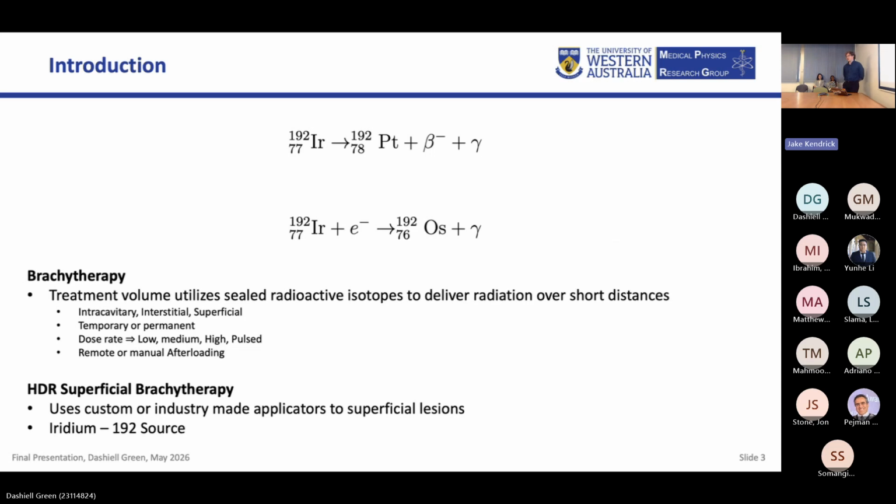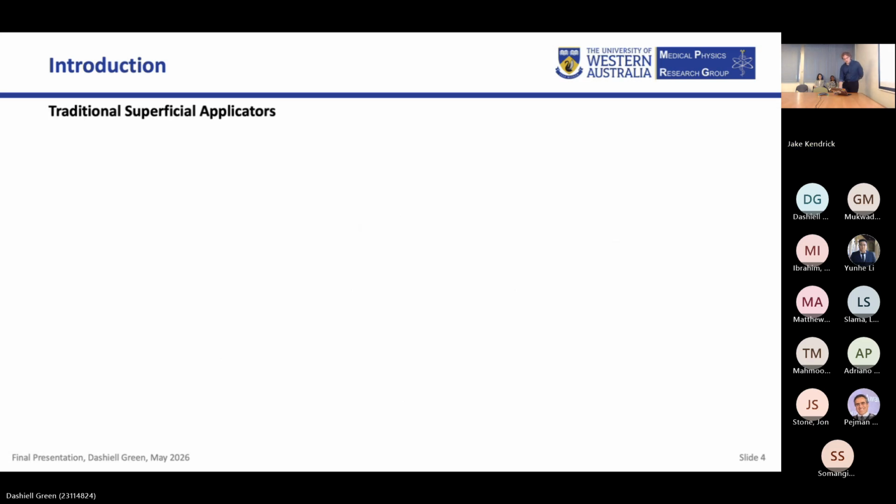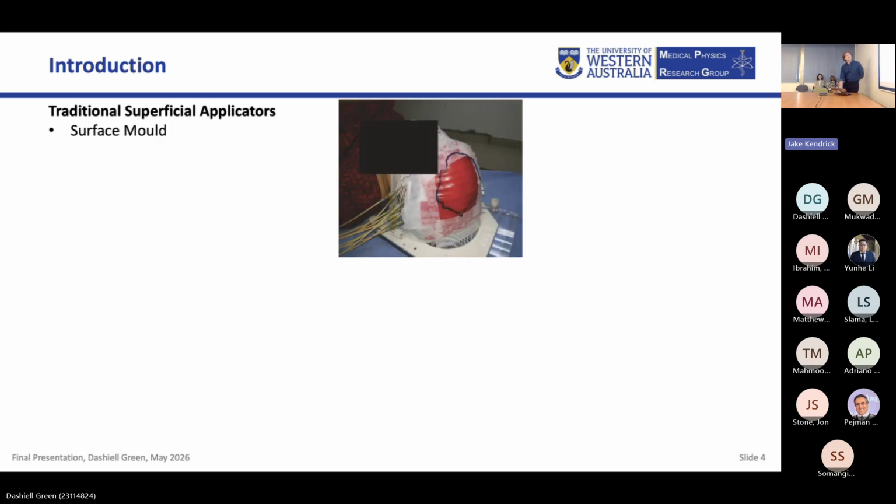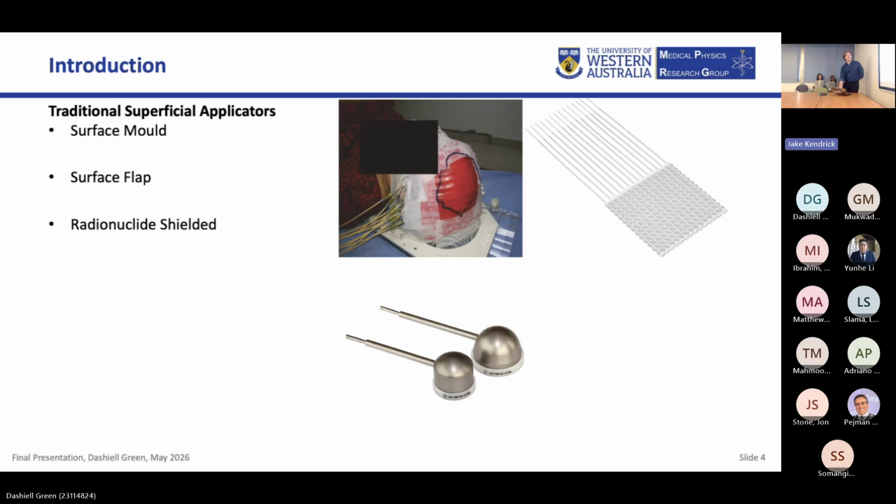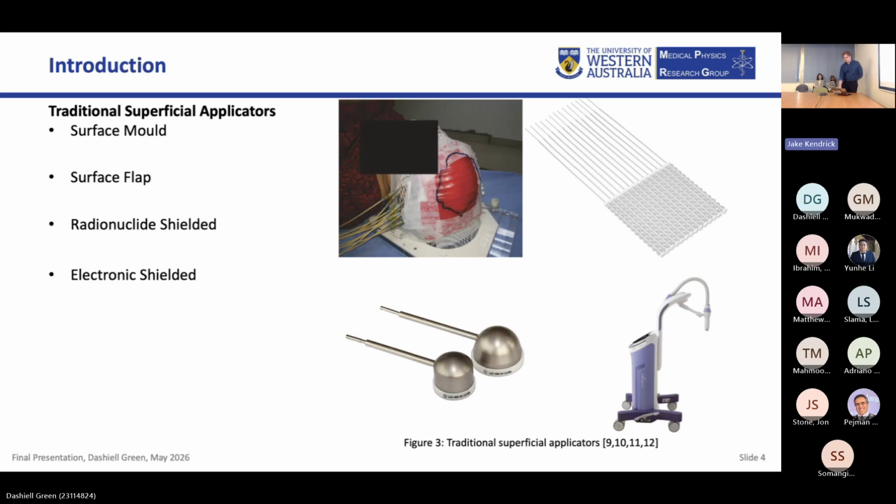And most of the time, and here at Charlie's, we use iridium-192 sources, which produce gamma from the main interaction, which is decay to platinum, as well as the electron capture to osmium. So we have a couple of traditional superficial applicators. These are surface mold, surface flat, radionuclide shielded, and electronic shielded.